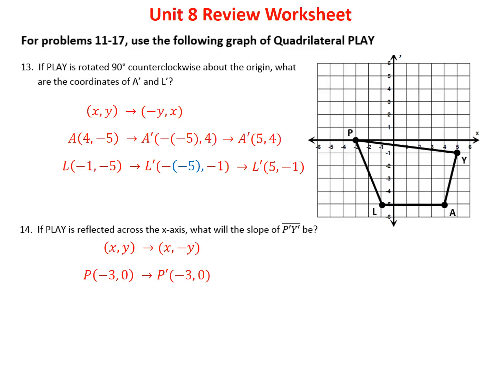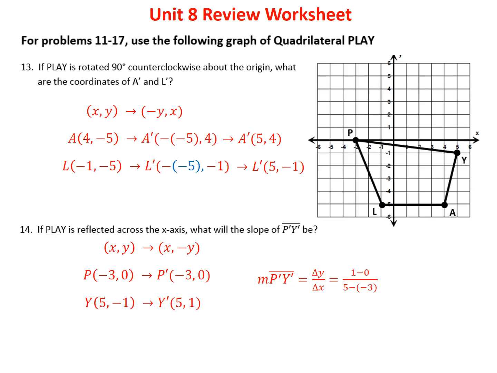P, by the way, is -3, 0. Notice that it's actually on the x-axis, so it doesn't change when you reflect it. On the other hand, Y prime, remember we're changing the y, so 5 minus 1 becomes 5 plus 1. So now let's find the slope.